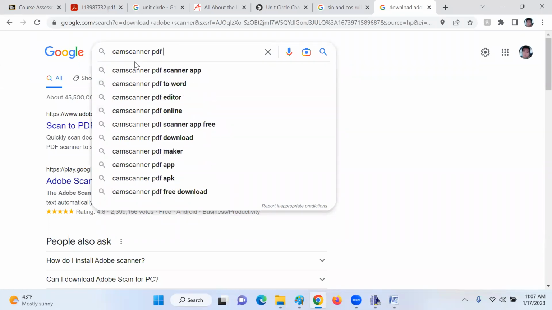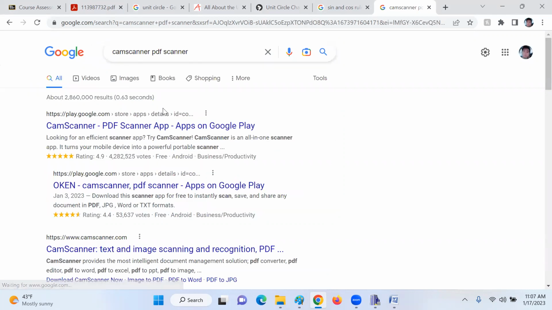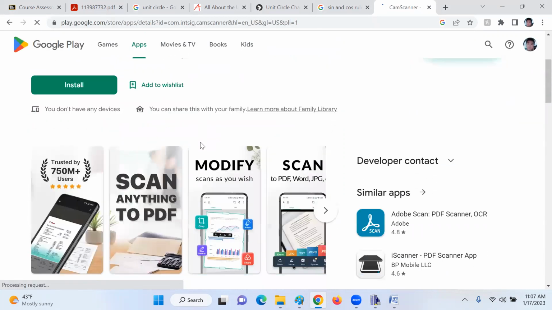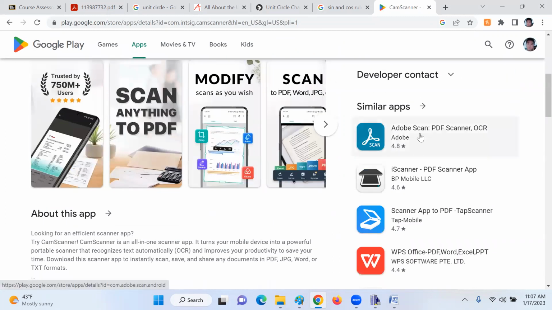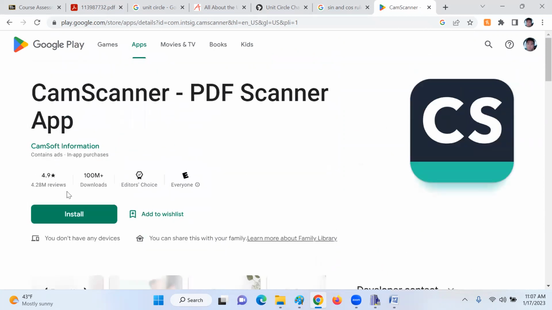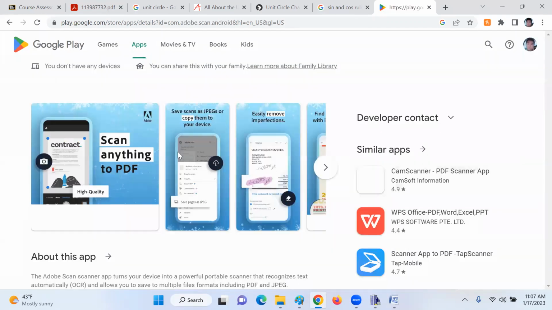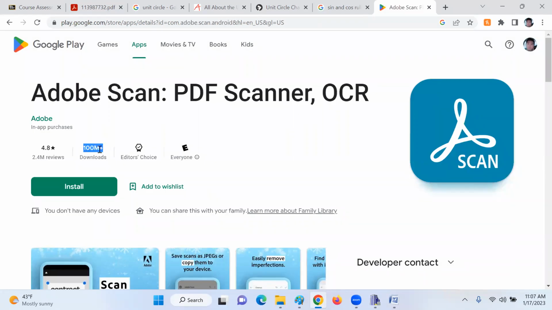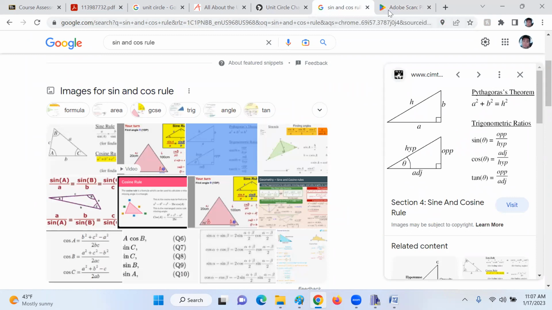Some of you prefer the iPhone scanner, but to be honest, it sucks. It's really hard for me to read. So yeah, PDF scanner, the CamScanner, is this free? I'm not sure if that's free. I would prefer Adobe Scanner because it's much better than CamScanner. I'm not sure, it depends on how you look at it, but they both have 100 million plus downloads, so that should be great to have.